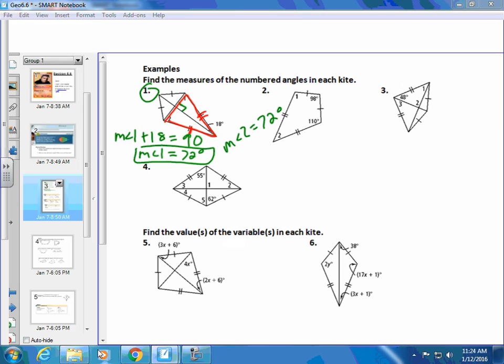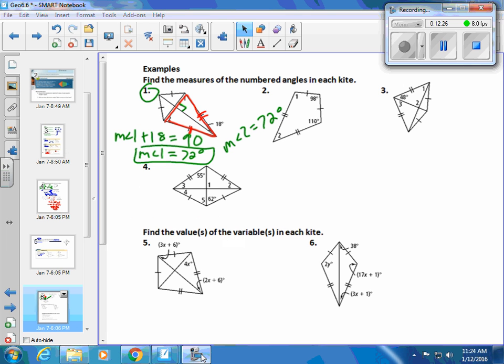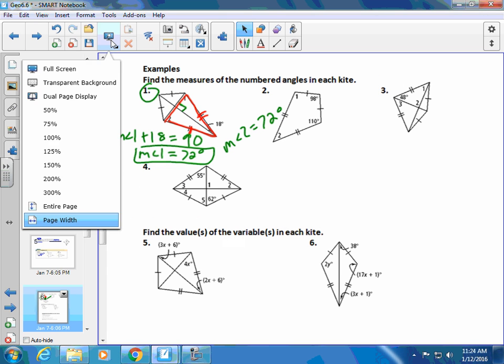Let's just check where we're at for time here. Alright, we'll be finishing up here quick. Got 1 or 2 problems left.